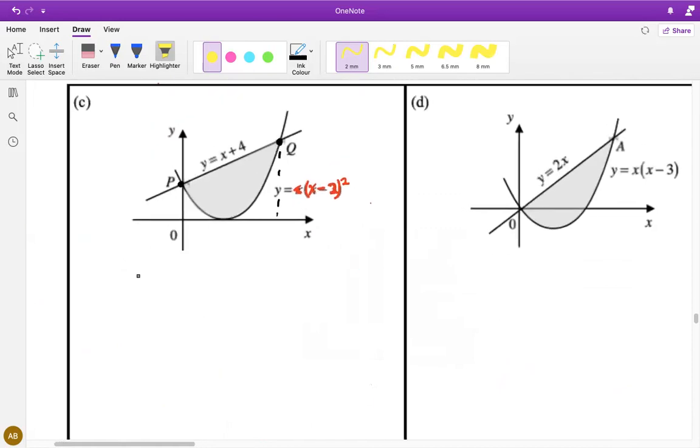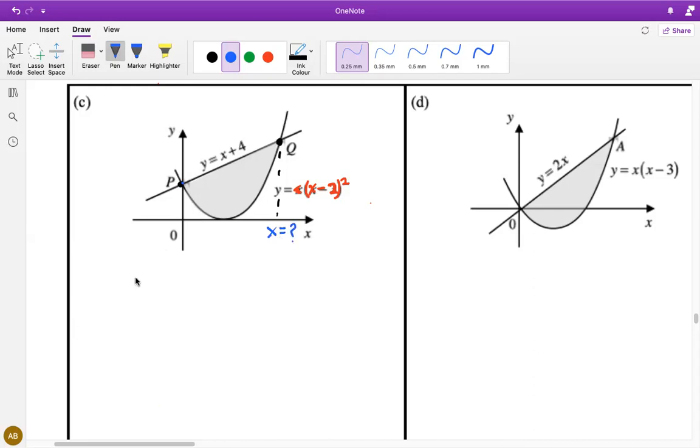Remember, C is where the equation of the curve is x minus 2 squared. Now the straight line is on top, and the curve is below, right? But we need to find what P and Q are first. For P, x equals 0, and then for Q, we need to find this.